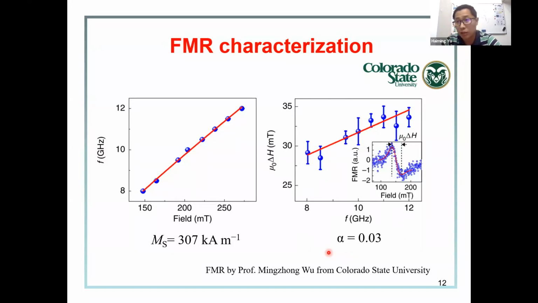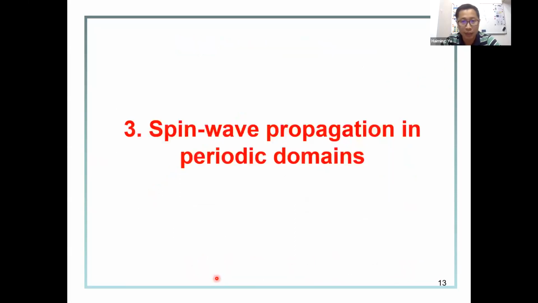and we can get the damping is about 0.03. So obviously it's not as low as the value of YIG, for example, but it's still reasonably good, so that we can see the transmission of the spin wave signals within, let's say, a few microns or up to 10 microns. This FMR measurement was done at Colorado State University by the group of Professor Ming. So then I will show you the main results of the experiments.